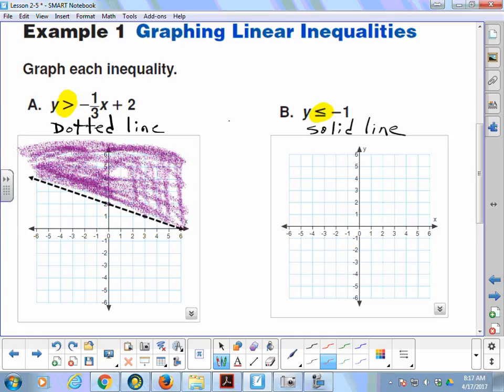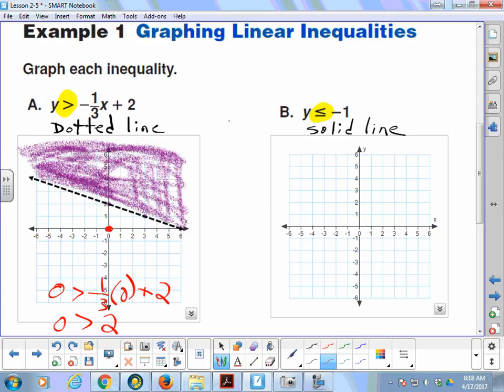Where at, Chase? Okay, 0 at the origin. I want to check this point. So I'm going to put 0 in for x and 0 in for y and see if it's a true statement. So we check, is 0 greater than negative 1/3 times 0 plus 2? We have negative 1/3 times 0 is 0. Is 0 greater than 2? Is that a true statement?